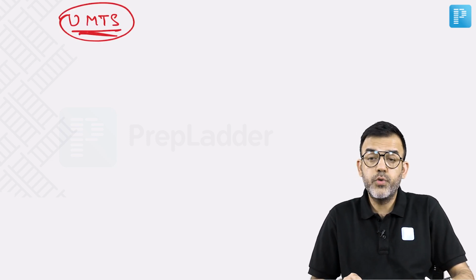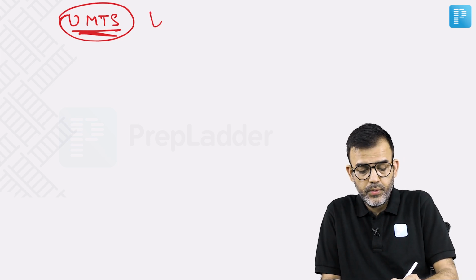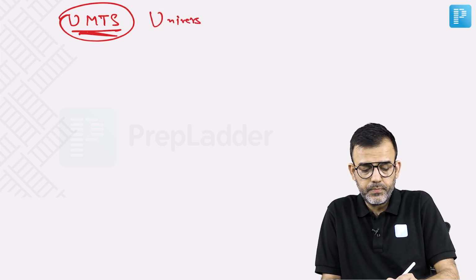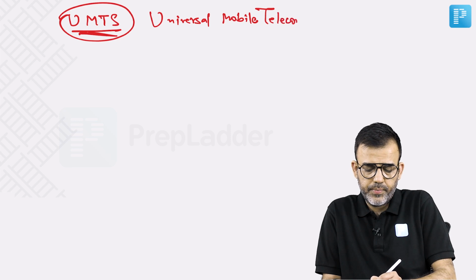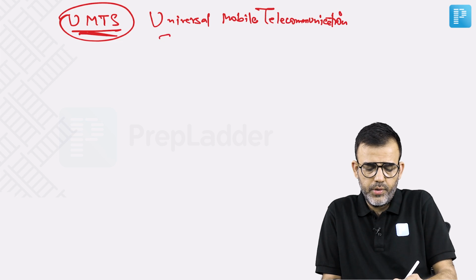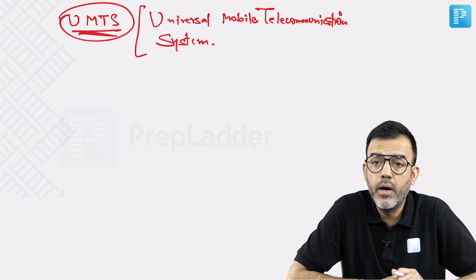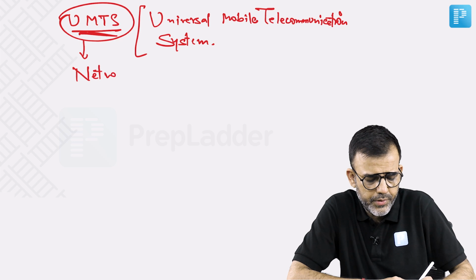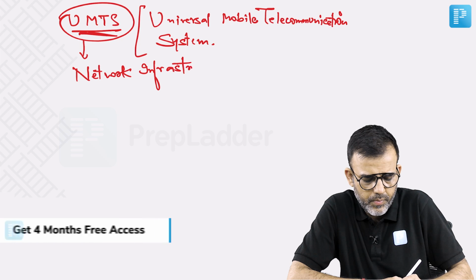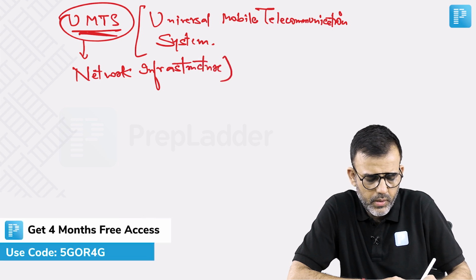What was UMTS? It is the Universal Mobile Telecommunication System. And UMTS was basically a network infrastructure.